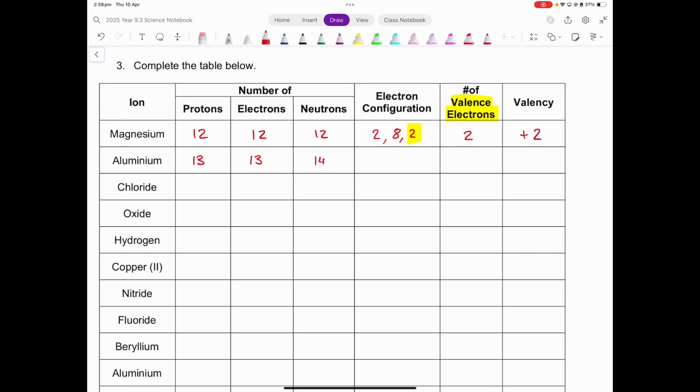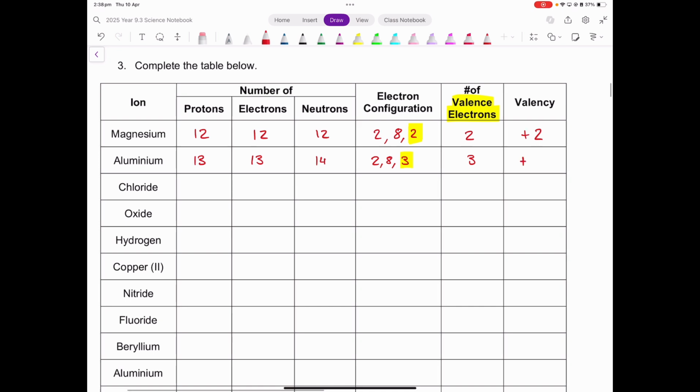Now, the electron configuration, we have 13 electrons altogether, so we go 2, 8, and what is the leftover? 3. So again, I look for how many valence electrons there are, and I see that there are 3 valence electrons. Now, is it easier for aluminium to lose 3 electrons or gain 5? Lose 3. And if I lose 3 negative charges, what's my charge going to be? +3.